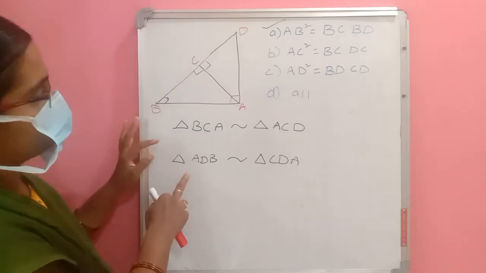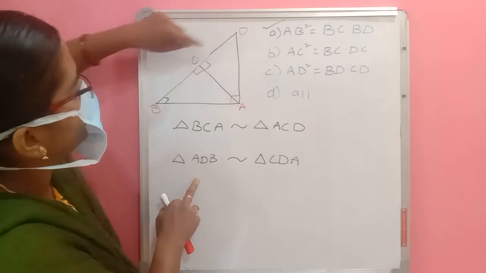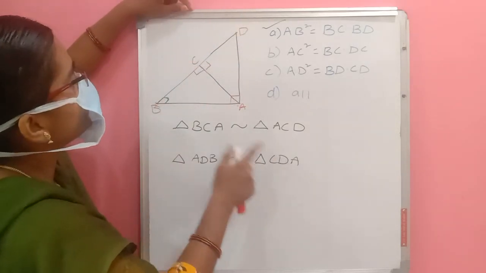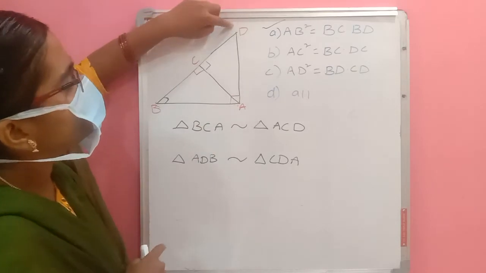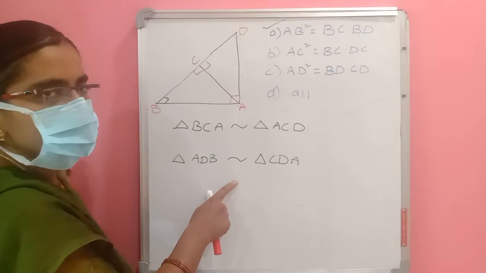BC. First we go for here the third option, triangle ADB. Triangle ADB means this big triangle is similar with triangle CDA. So, is this similar or not? First we have to check.